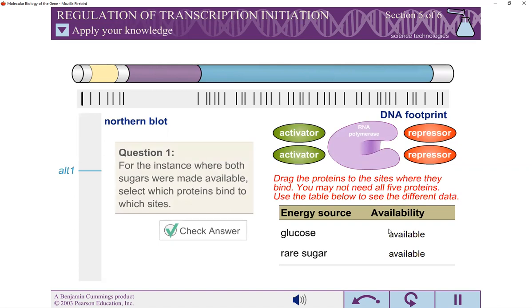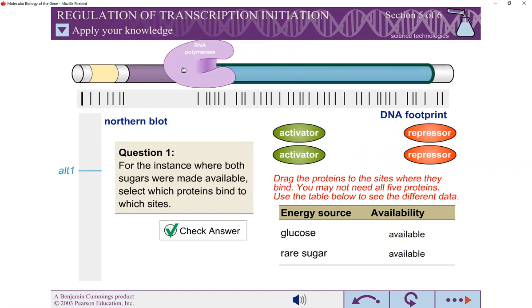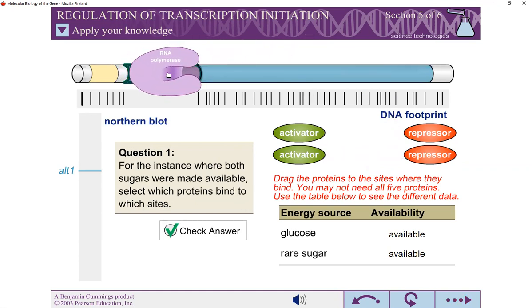Question 1. For the instance where both sugars were made available, select which proteins bind to which sites. Now, which protein is going to bind to which site over the DNA? For the instance where both sugars are available, select which protein is going to bind. The RNA polymerase is going to bind to this particular site.